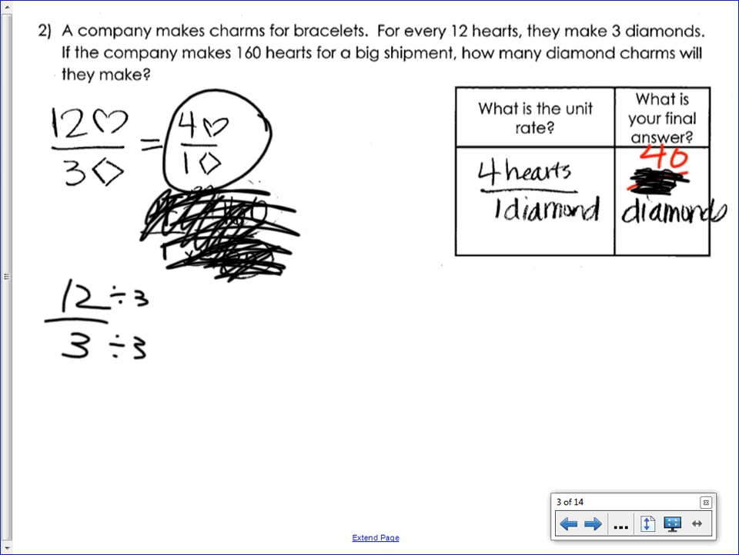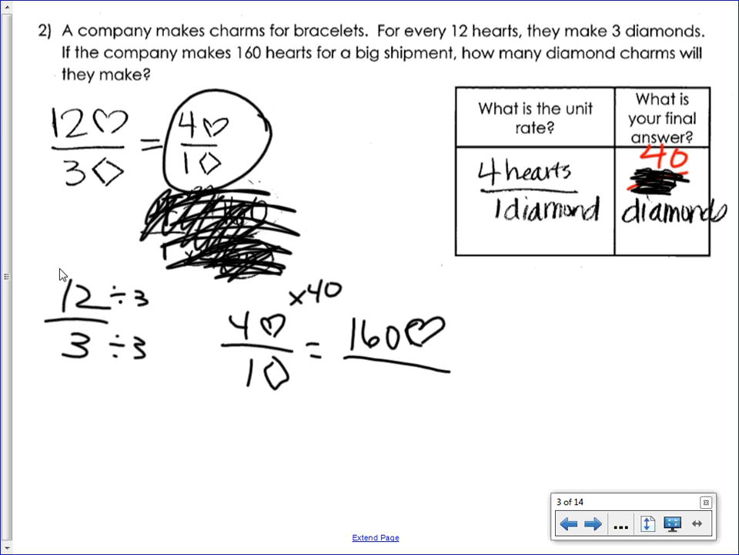Okay? Now, if I take the 4 hearts over 1 diamond, and I want to get to 160 hearts, can I multiply 4 by anything to get 160? Yes. What do you multiply it by, Jonathan? 40. Okay? So in ratios, if you want to keep the same ratio going, whatever you do to that top number, you have to do the same thing to the bottom to keep that ratio constant. All right? So I multiply by 40 on the top. I'm going to multiply by 40 on the bottom. And my answer would be 40 diamonds.